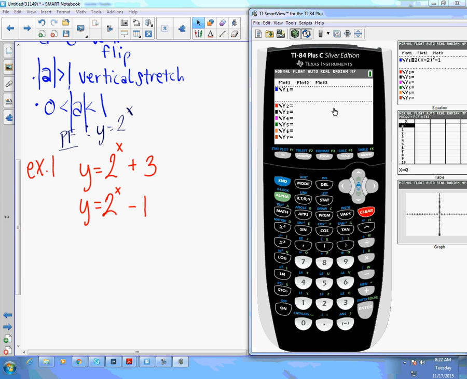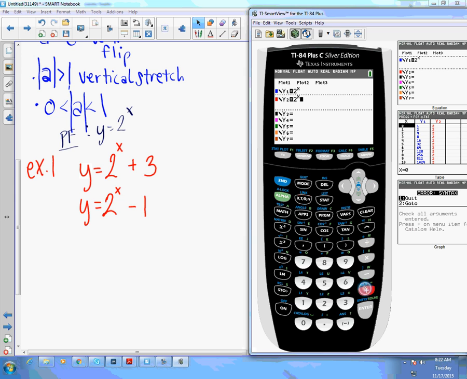Okay, and then let's see. Go to y equals on the calculator. Let's type in the parent function so you can see the original. The exponent button is above the division: 2, exponent, x. Go down, let's put 2 to the x. Make sure you're out of the exponent before you push plus 3.